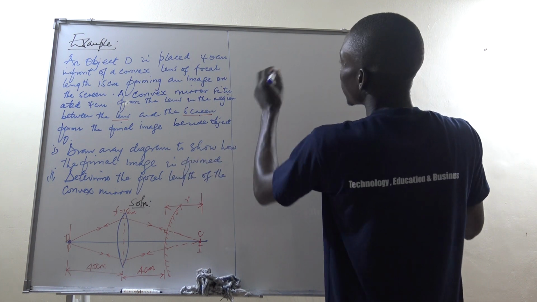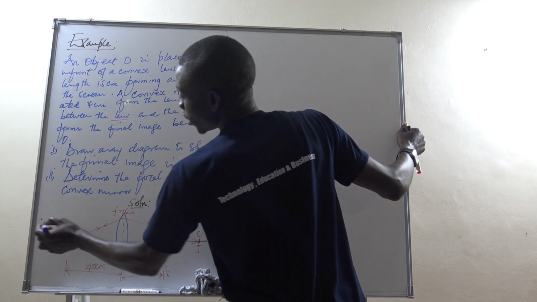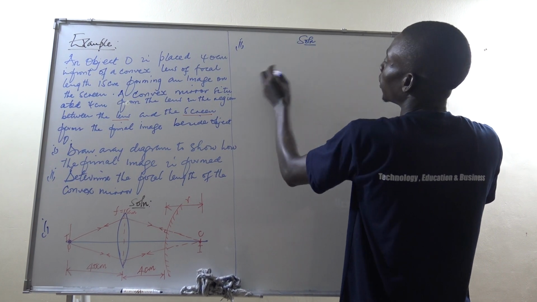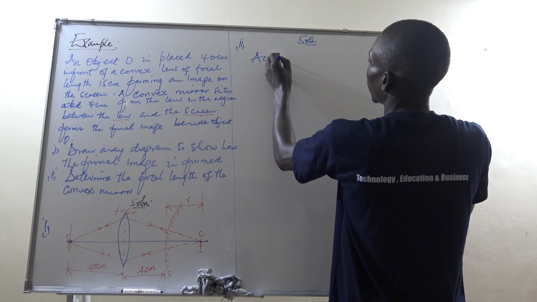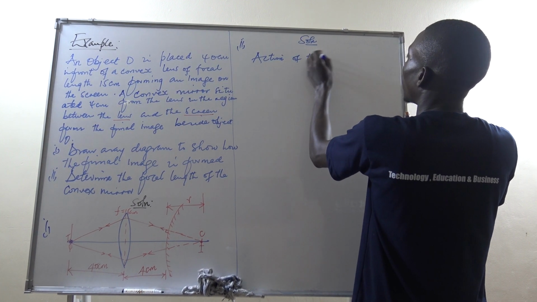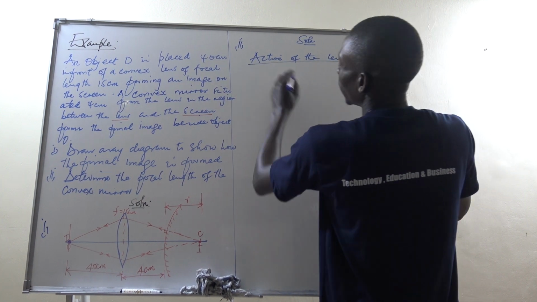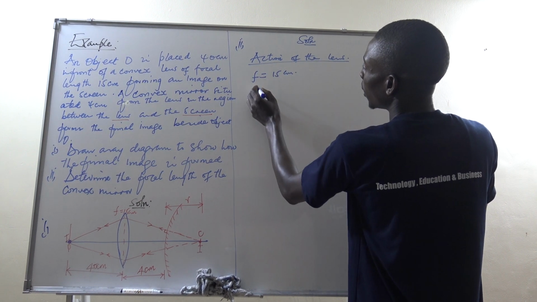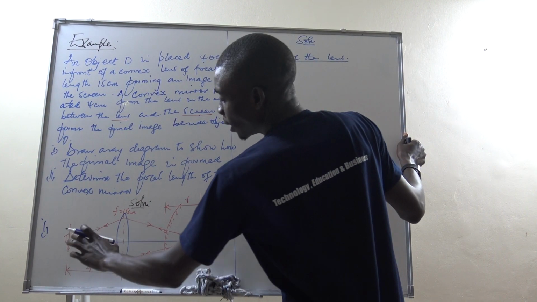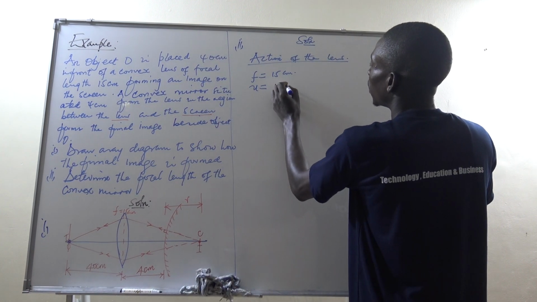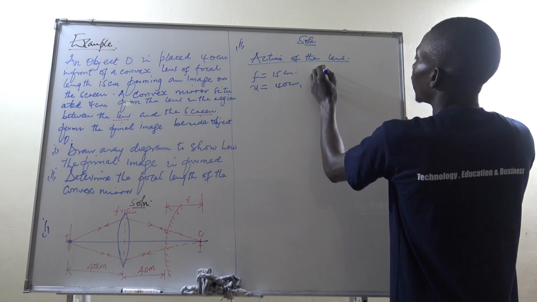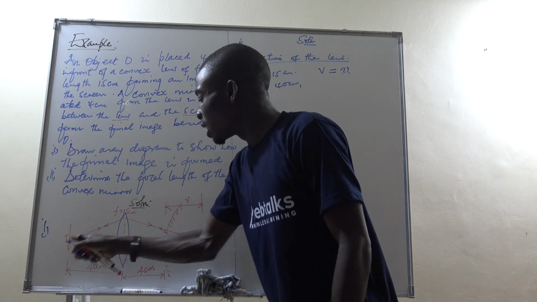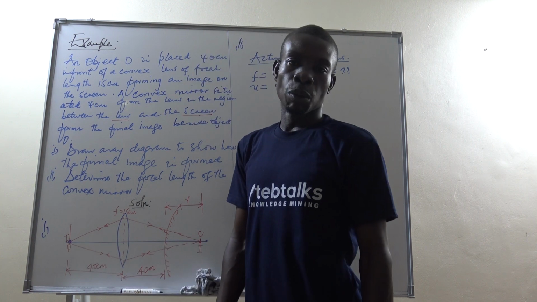To determine the focal length, now this is Roman 1, and now this is my Roman 2. I can now say, considering the action of the lens, okay? And then if we are looking at the lens, the focal length of the lens is 15 centimeters. The object is located 40 centimeters from the lens. And where is the image going to be? In the absence of this, if this lens picks this object here, where is it going to put the image?